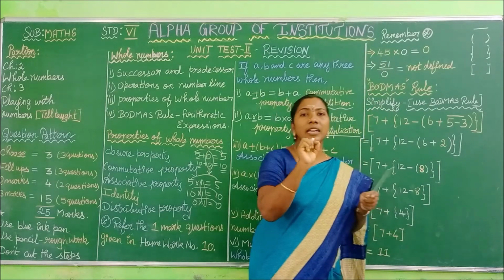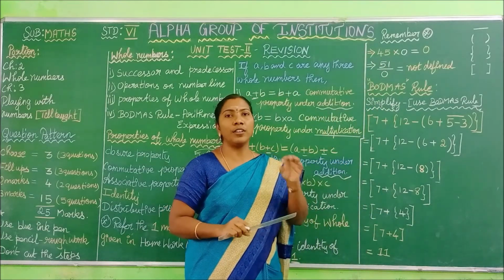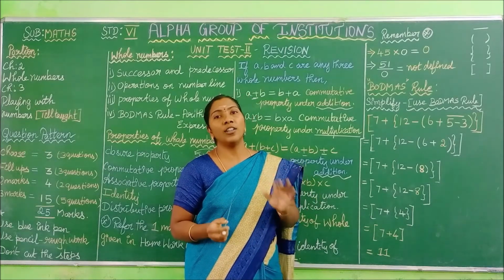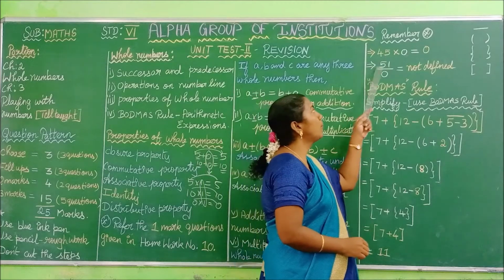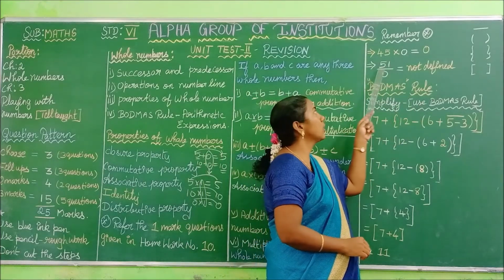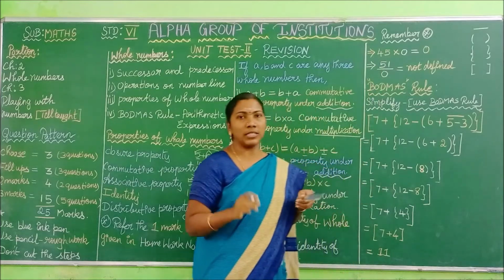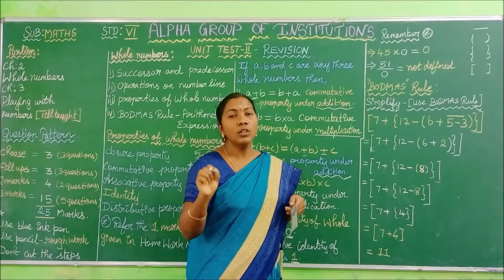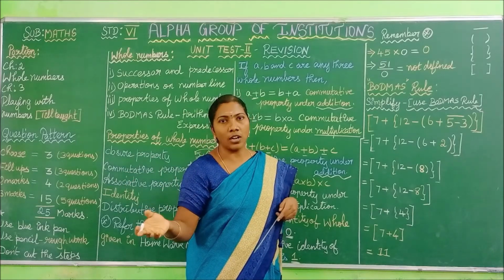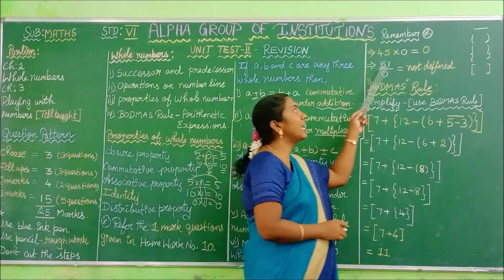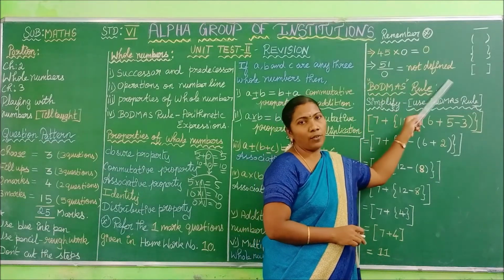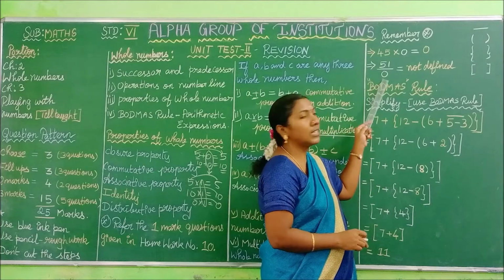Any number divided by 0. If you divide any number by 0, your answer is not defined. Okay, see here, 51 by 0 is not defined. Instead of 51, you can write any number, 735 by 0, which is equal to not defined. 1 by 0, which is equal to not defined. Do you understand? So any number divided by 0, your answer is not defined. Okay, I hope you understand this concept.